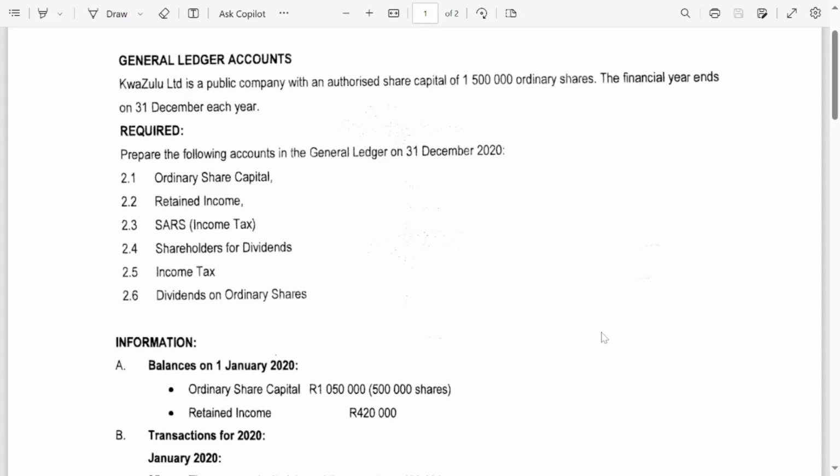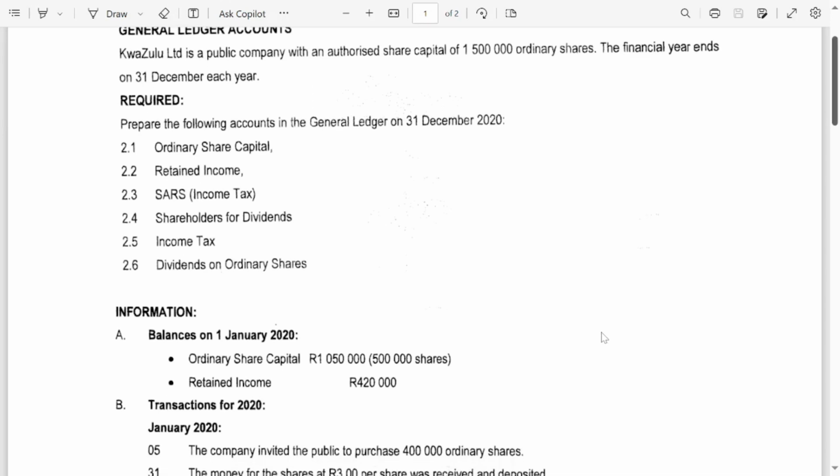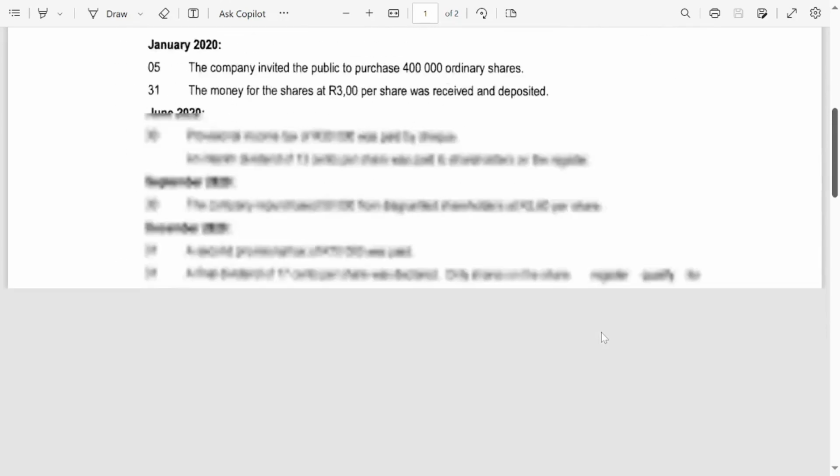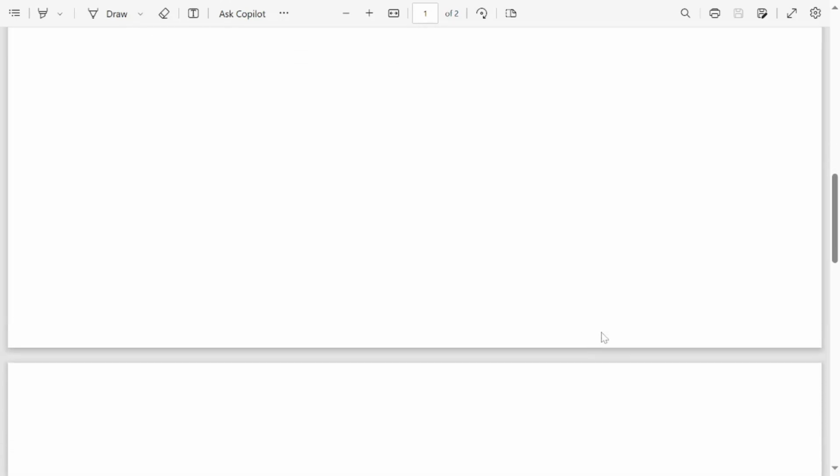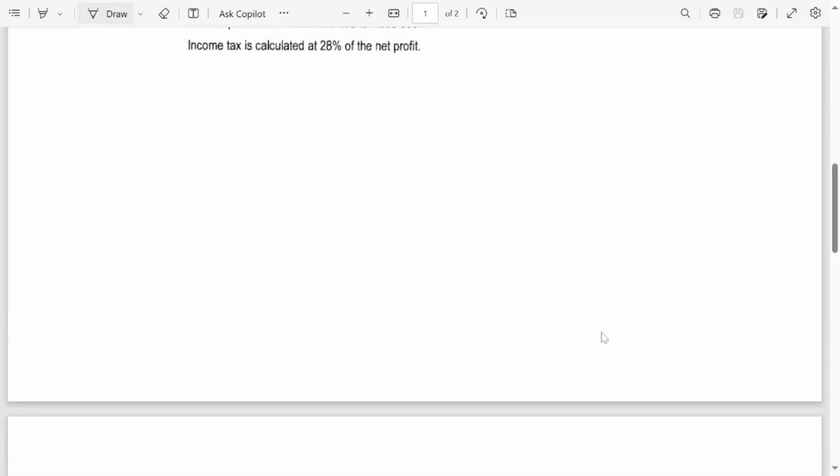Good day. Today I want us to focus on the Sars income tax. So when we are talking about the Sars income tax, what are we talking about? Okay, and how to record it. So this is the tax that we are paying to Sars, right? So I want us to come and record it here in the general ledger.